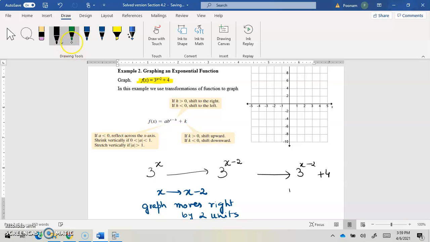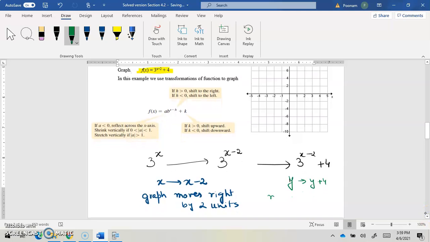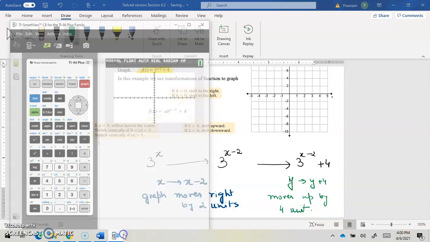And from there, we are having 3 raised to power x minus 2 plus 4. That means y is changing to y plus 4, meaning the graph moves up by 4 units. So you can use the calculator for this also.